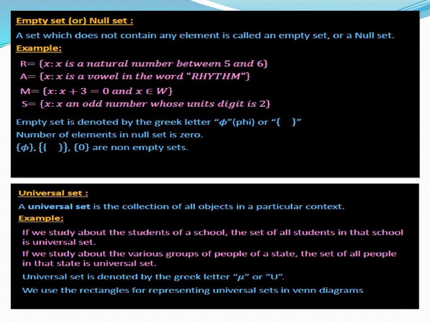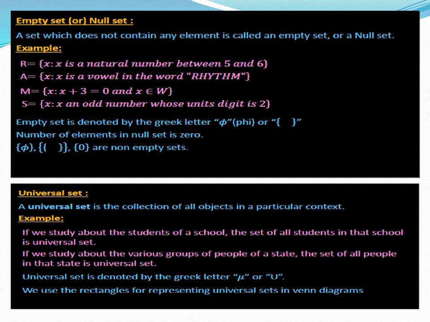We will learn types of sets. First one, empty set or null set. How to define an empty set or null set? A set which does not contain any element is called an empty set or a null set. Here you don't write any element within the braces, then the set is called null set or empty set. Example, R equals to the set of x such that x is a natural number between 5 and 6. Can you write any natural number between 5 and 6? No. So the set is called empty set or null set.